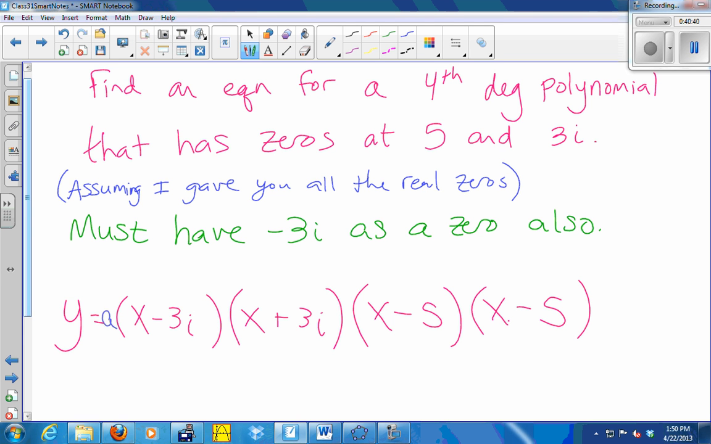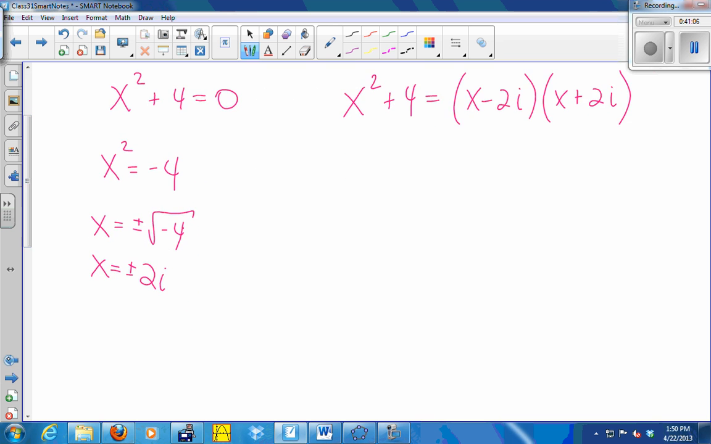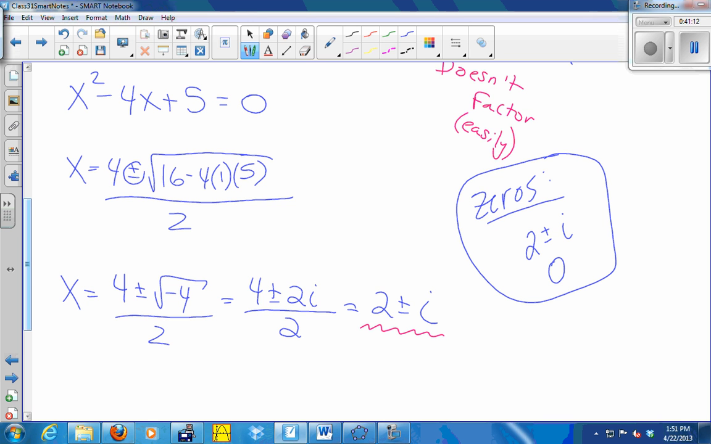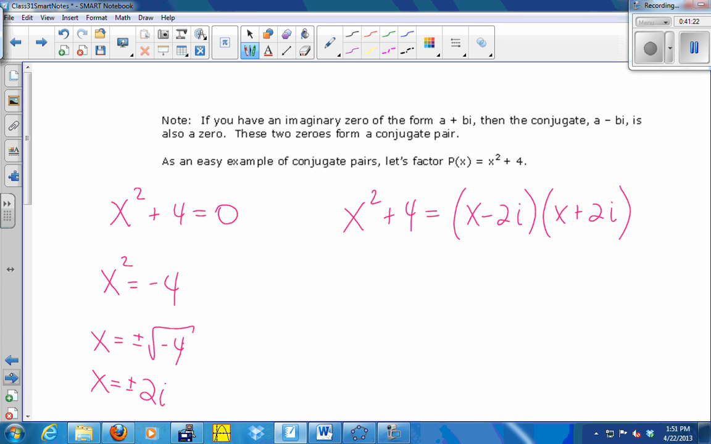Because complex zeros always come in conjugate pairs. So if 3i is a 0, then negative 3i is a 0. If 2 plus 5i is a 0, then you know 2 minus 5i is a 0. They always come that way. Yes. Because the imaginary part, they always come from using the quadratic formula or solving a quadratic. So I end up with this plus or minus that happens from the quadratic formula. And they always come out in conjugate pairs.